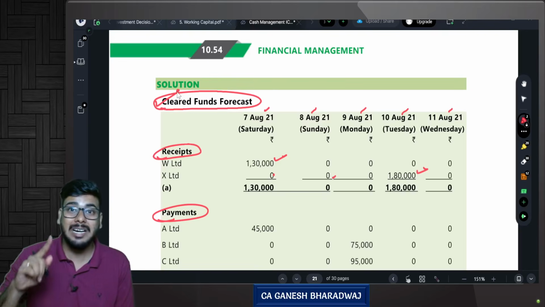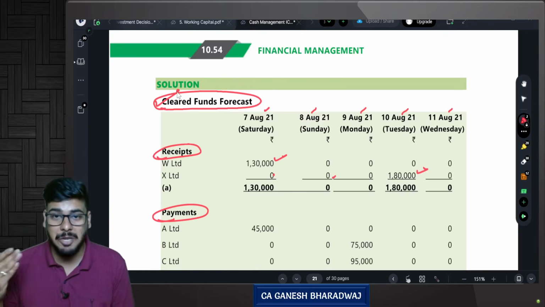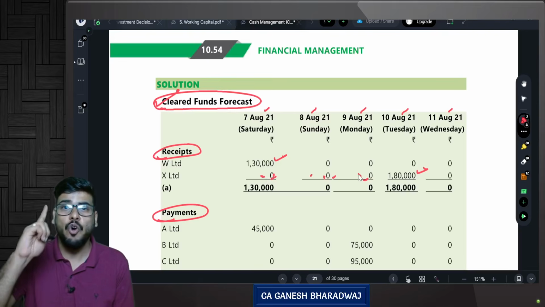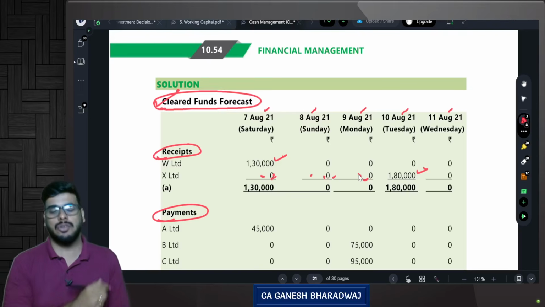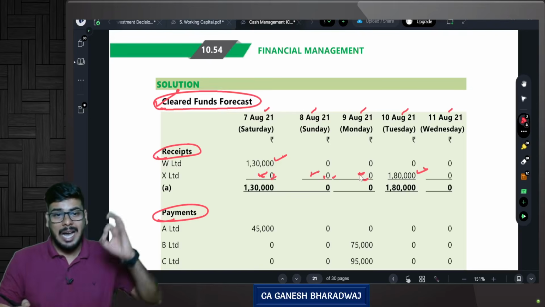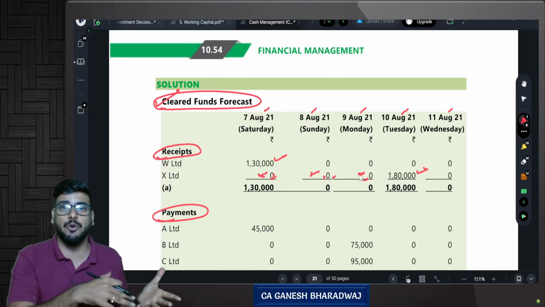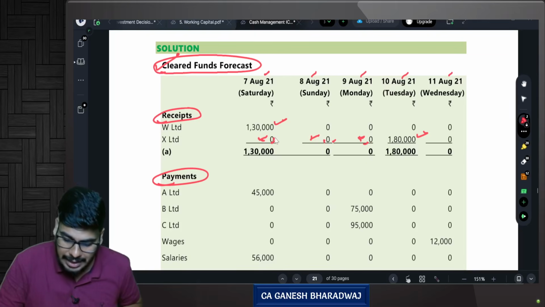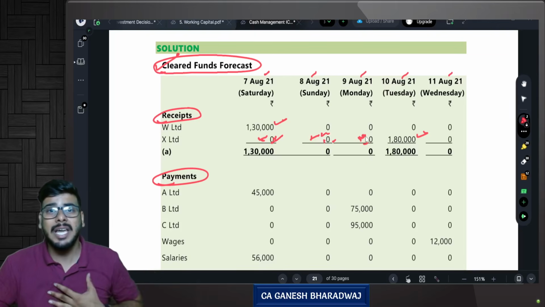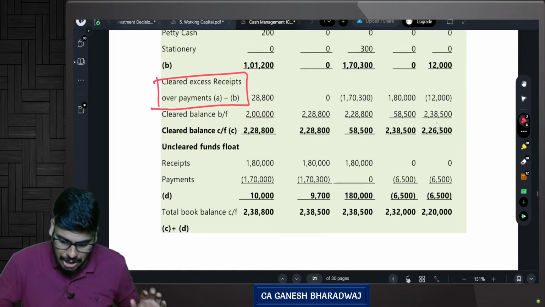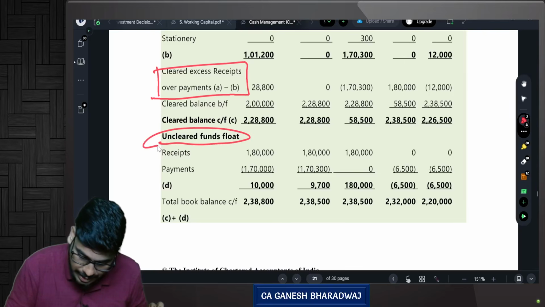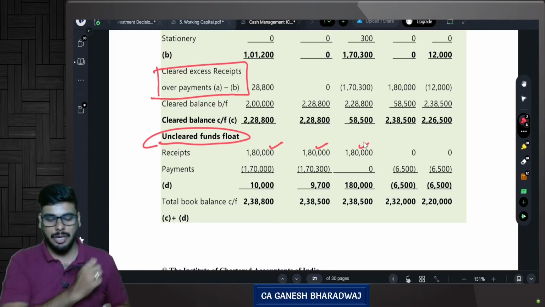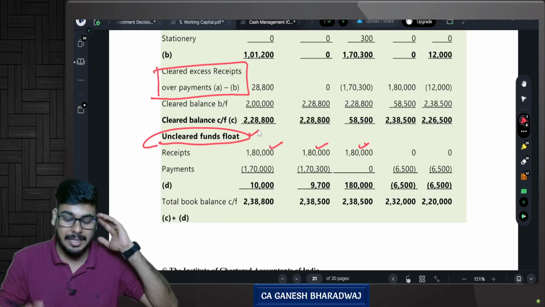That's why we call it a cleared fund forecast. Are you clear with this? Which means for the period of these 3 days, 1.8 lakhs remains uncleared. Yes or no? For these 3 days, yes, I would have accounted it in my cash book, but it has not been reflected in my bank statement. So for these 3 days, 7th, 8th and 9th, this 1,80,000 is an uncleared amount, correct? So they are parking it under uncleared funds. They are saying for the first 3 days, this 1,80,000 remains uncleared. Are you clear with this? So in this question, they have also asked us to prepare this uncleared funds.